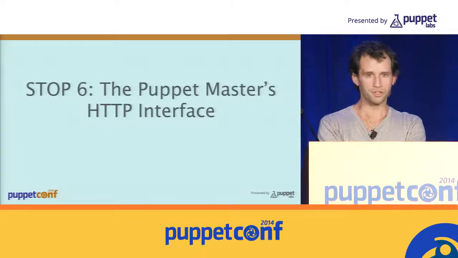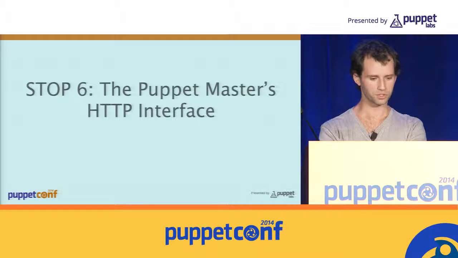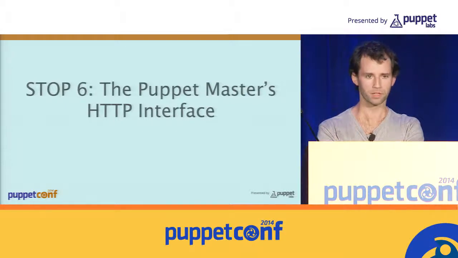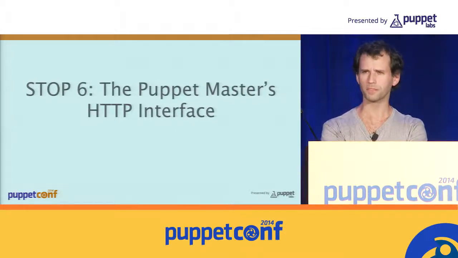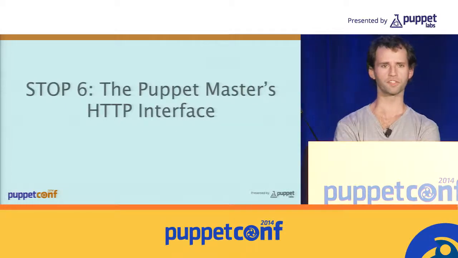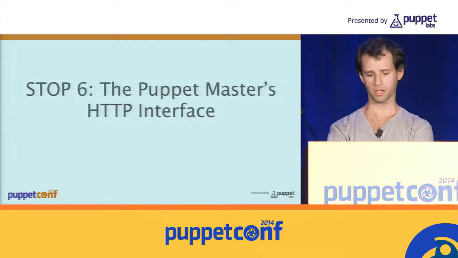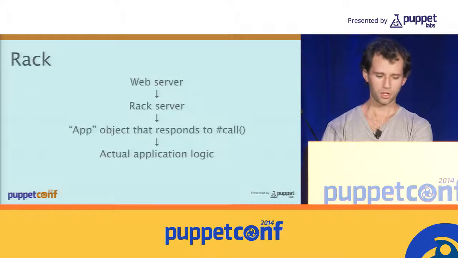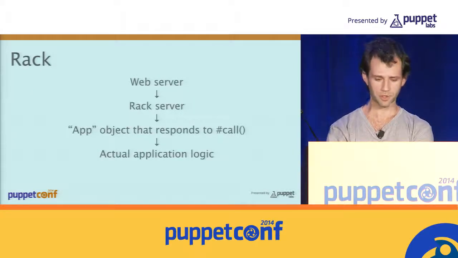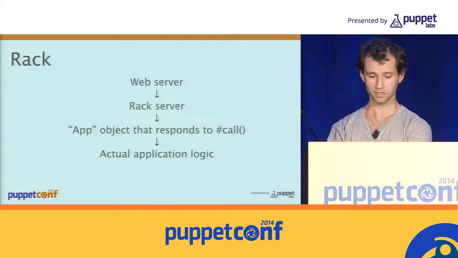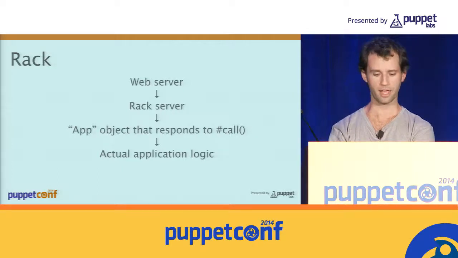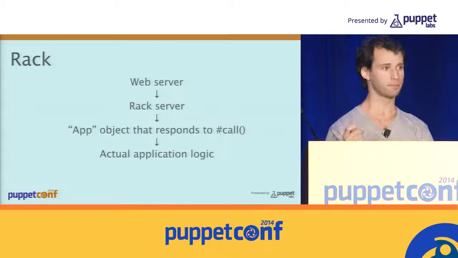Usually the master is running via a rack server. Rack is a standard interface for running Ruby applications. It's used to run a lot of Rails applications. It's used to run a lot of Sinatra applications that used to be Rails applications. And it works kind of like this. You have a regular web server that's very good at handling HTTP requests, like, for example, Apache. And it gets configured to route requests to some sort of rack server, like Passenger.